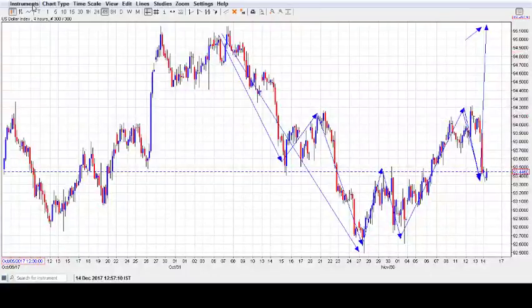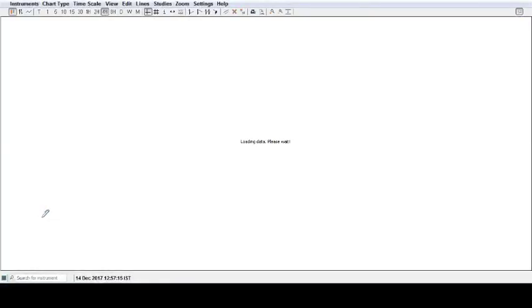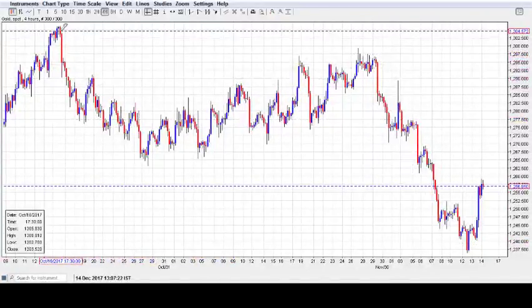All right, so stay tuned. Euro on the short side, dollar index on the long side. Next is gold. No ambiguity in what gold is doing.